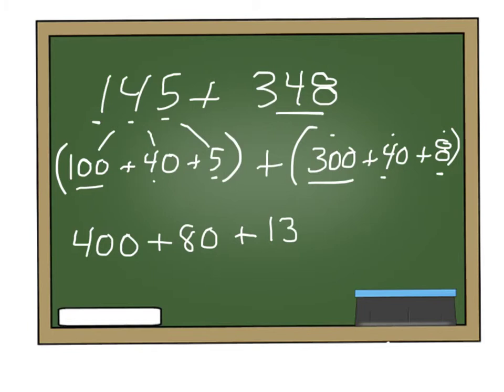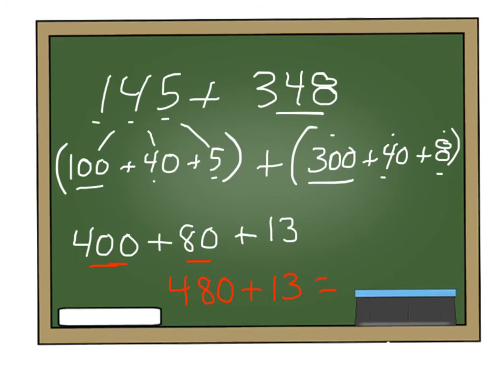Now, from here on out, there are multiple ways that you can solve this. I look at this and I see the 80 plus the 13, and I want to say, oh, that's 93, and add it to my 400. You might look at it and see the 400 plus the 80 and want to group that together as 480 and then add your 13. It's okay, either way.